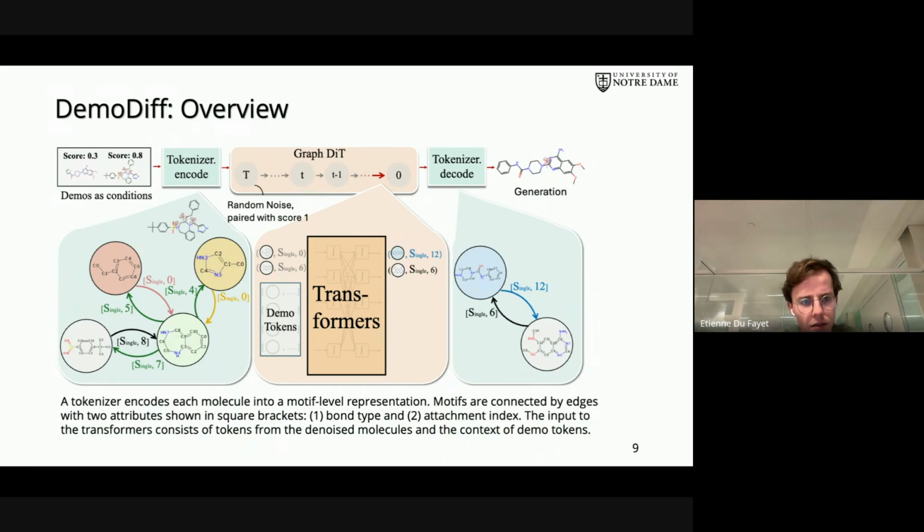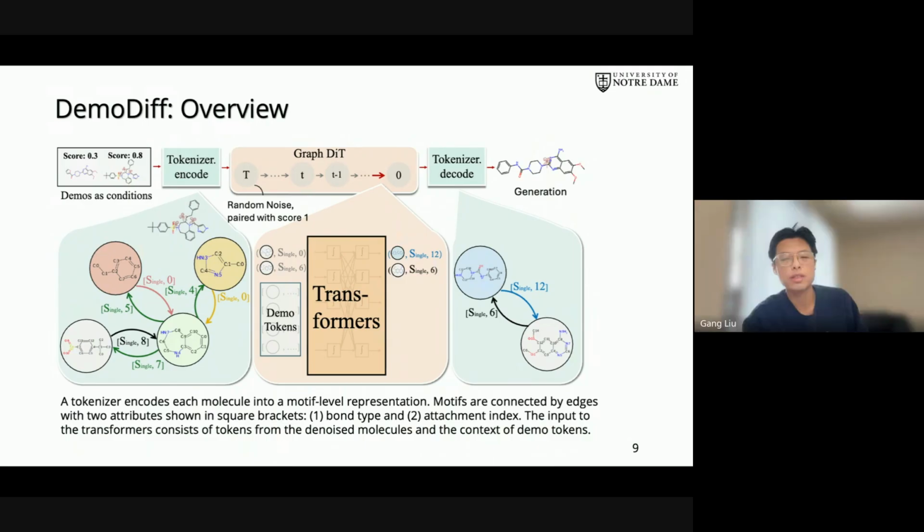So what I understand from that is that we give as input some demos with their scores, and basically we ask the transformer to design the adjacency matrix of these demos together so that we end up with a combination of these two conditions that are different.